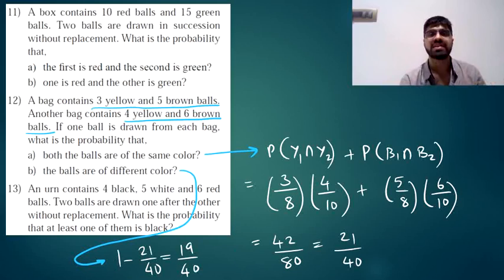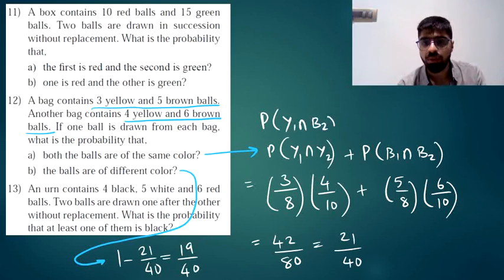But in case your exams tell you to calculate only the second part, then you have to go by the longer method. The longer method, I'll just write it down over here. It was P of Y1 intersection B2, that is yellow from the first and brown from the second bag, plus P of Y2 intersection B1.